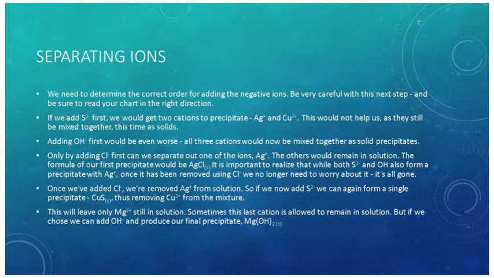Sometimes this last cation is allowed to remain in solution, but if we choose to add OH- to produce our final precipitate, we get magnesium hydroxide, the solid.